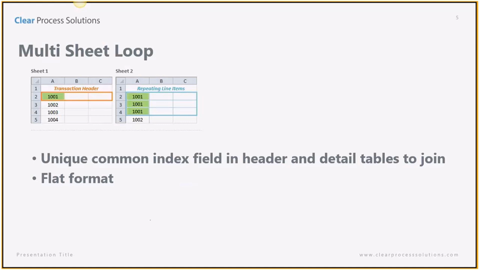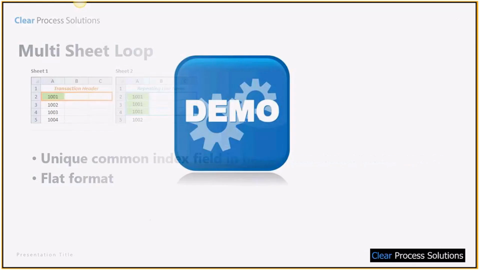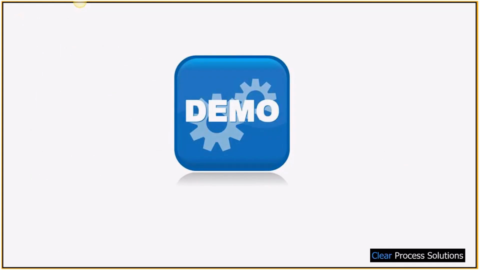You can have multiple fields there. You could have a custom identification number that you assign to that record. In our example, we're going to use a mapped field for the index field also, but you don't have to do that. So as you see in sheet 2 on the right, it's flatter. There's no blank rows in the detail. So we're going to look at a little demo.